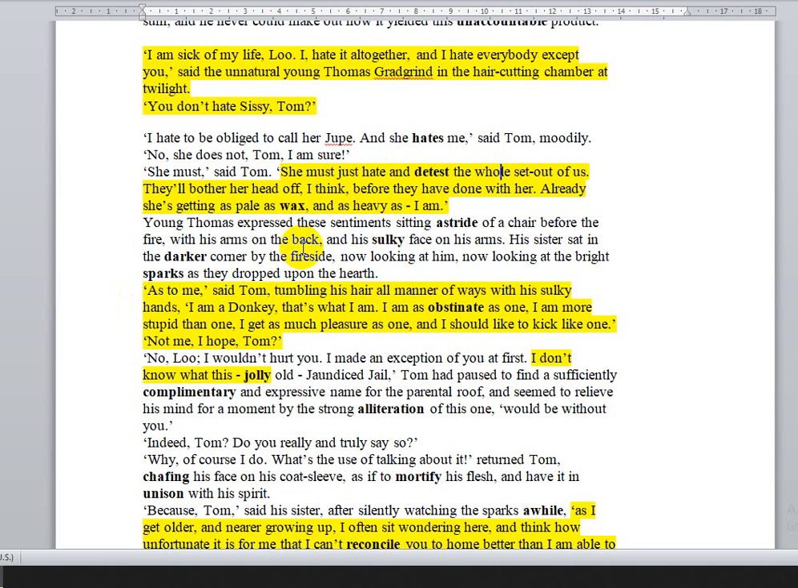Young Thomas expressed these sentiments sitting astride of a chair before the fire with his arms on the back and his sulky face on his arms. His sister sat in the darker corner by the fireside.